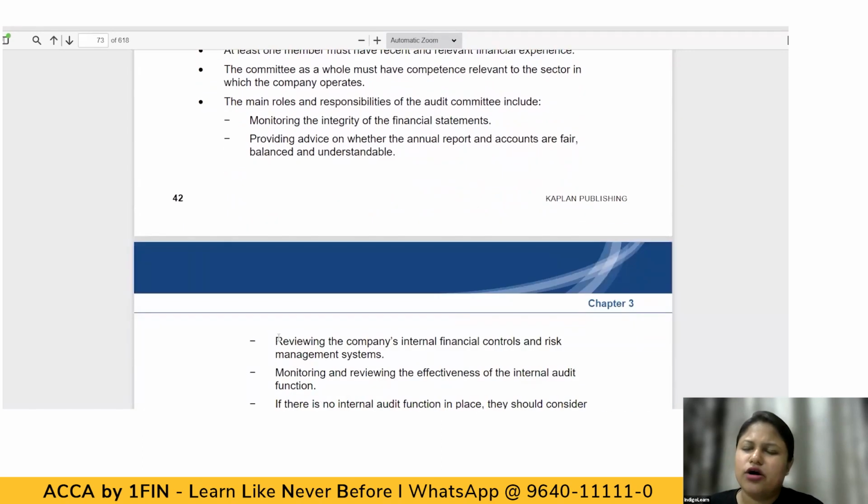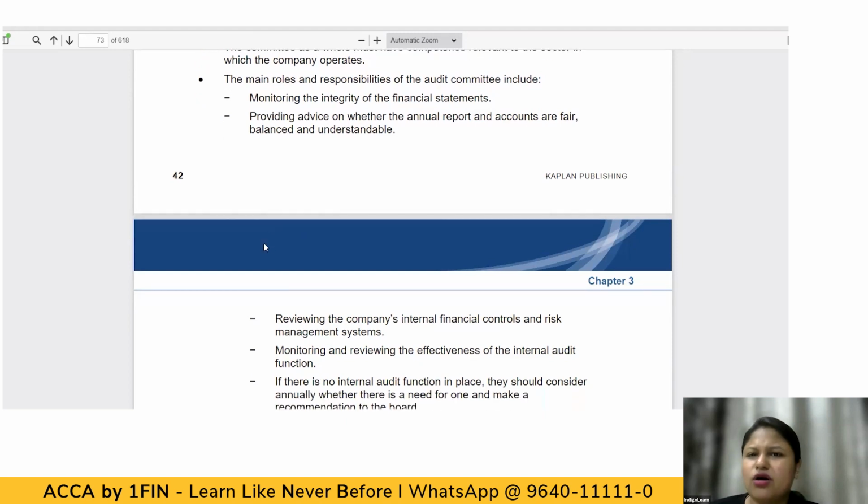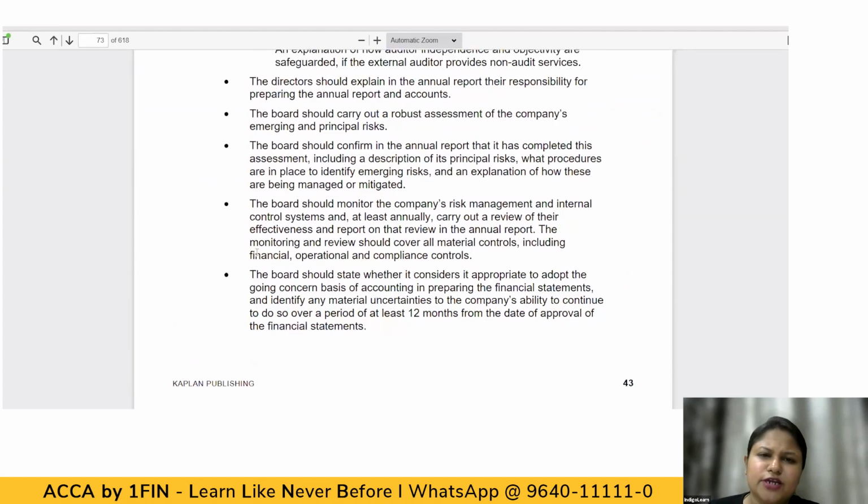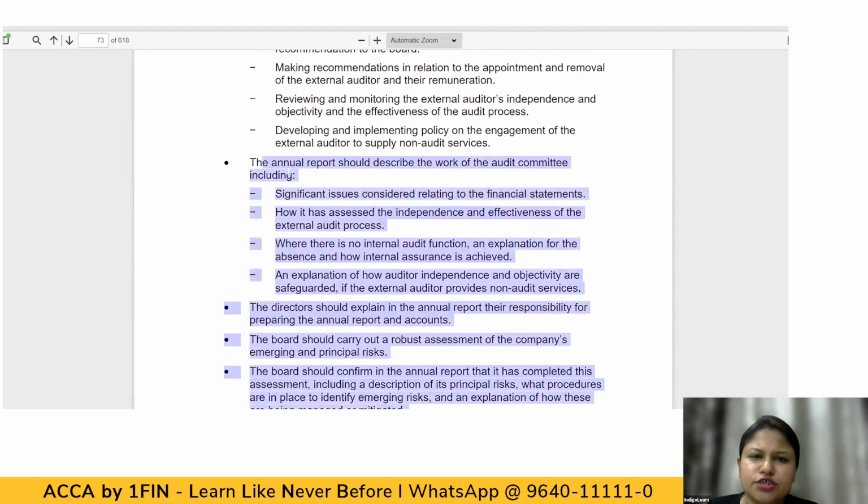Because the audit committee plays a very important role in checking compliance with all the internal control implementation, and checking whether financial reporting has been done adequately or not. They provide the advice for proper reporting and all of that. This particular part is very important because you can have a question on this.